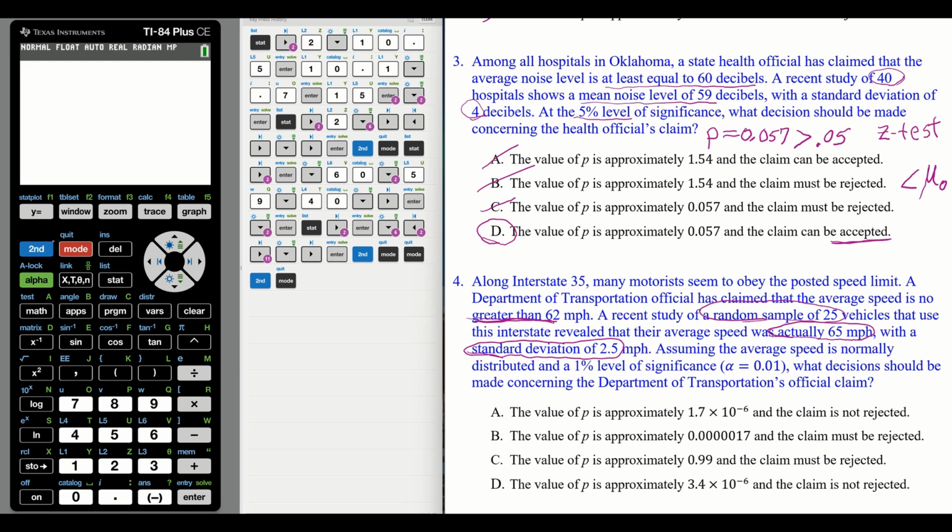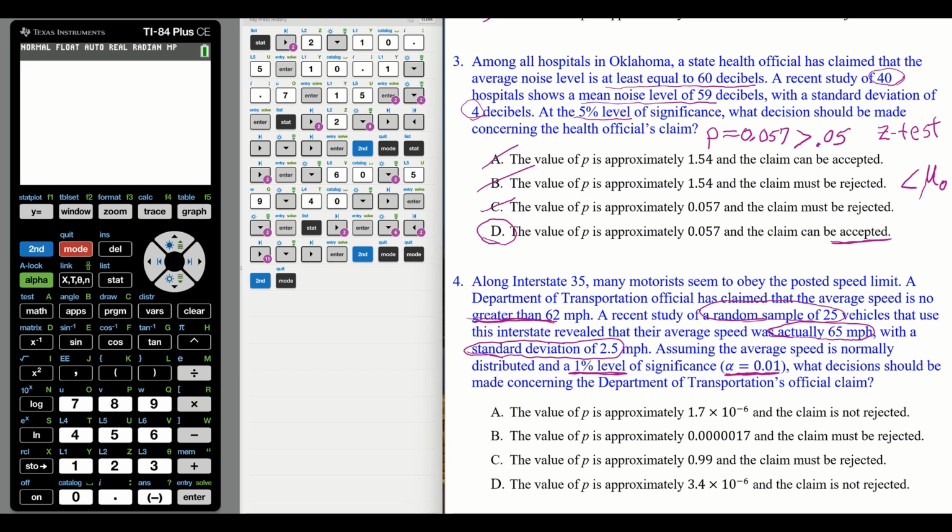Assuming the average speed is normally distributed and a 1% level of significance. Oh, and I added this in also, so you could see if it's an alpha comparison. This is used some in textbooks and various places, just in case. What decision should be made concerning the Department of Transportation's official claim?